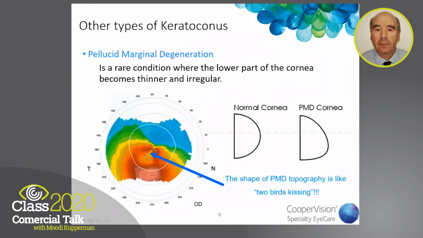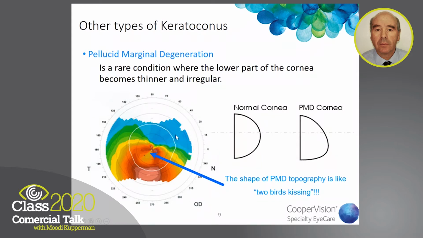Another type of ectasia, we call it the pellucid marginal degeneration, the PMD, which we call two-bird kissing, as you can see here in this area. What happened is that due to weakness of the lower part of the cornea, we get a shape like a pregnancy in the last week. So to fit cases like this, it's very terrible.